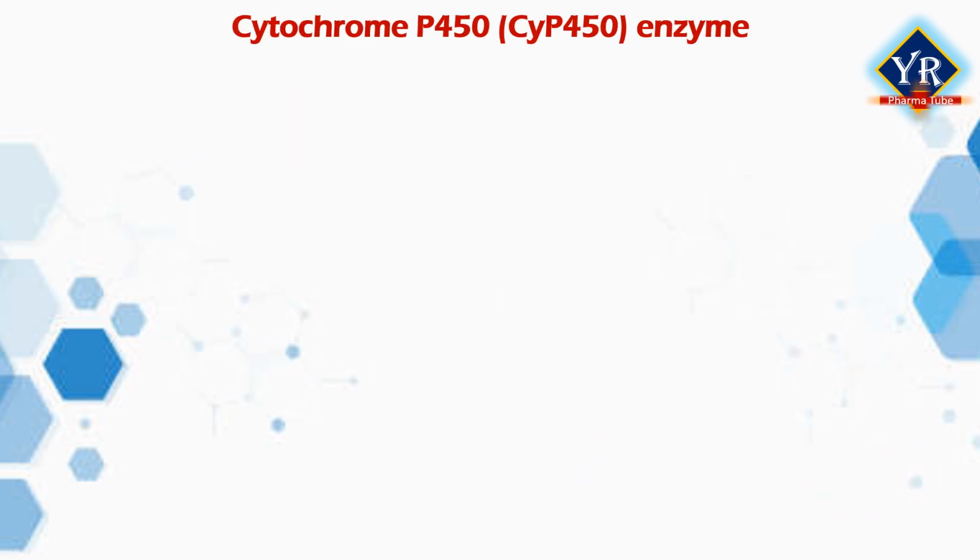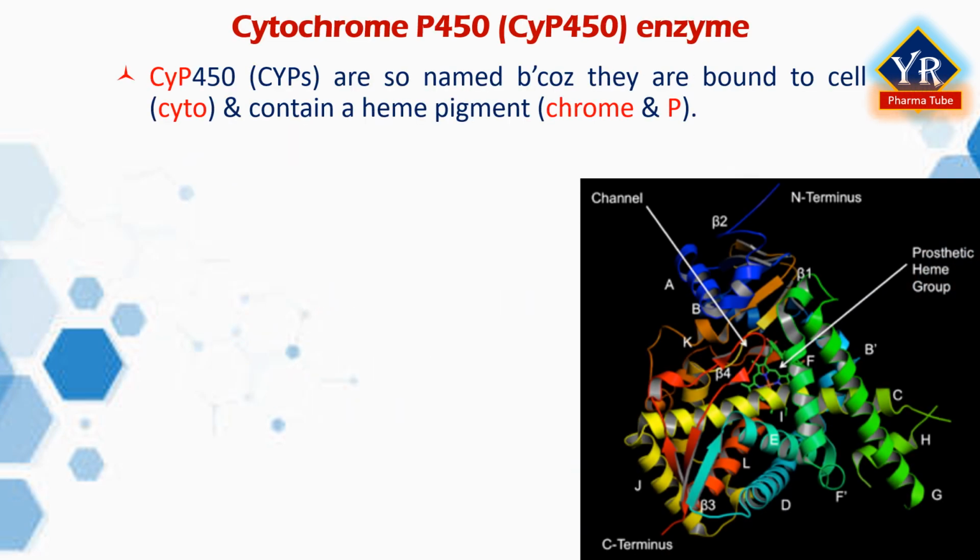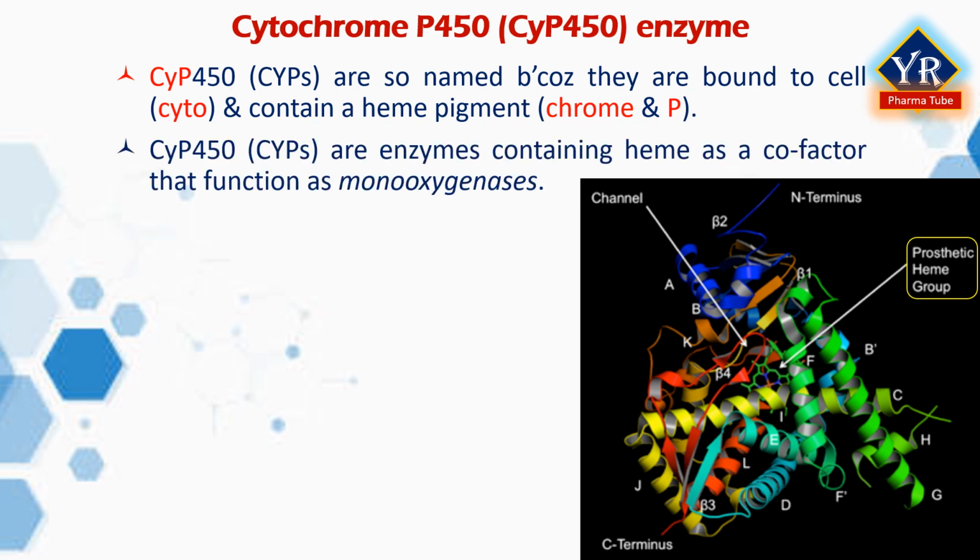Cytochrome P450 enzymes are so named because they are bound to membranes within a cell, called cyto, and contain a heme pigment, that is chrome and P. Cytochrome P450 enzymes, sometimes abbreviated as capital letters CYP, are a superfamily of enzymes containing heme as a cofactor that mostly but not exclusively function as monooxygenases.